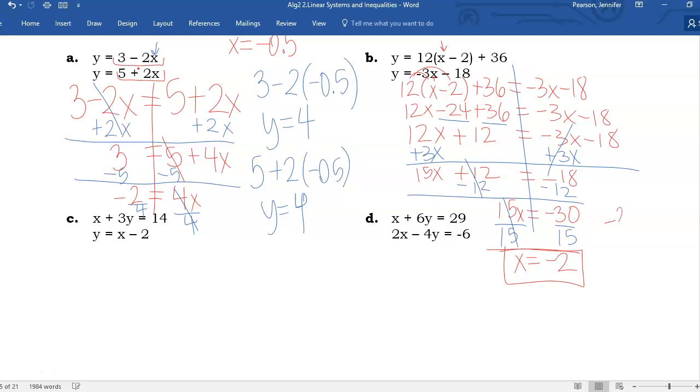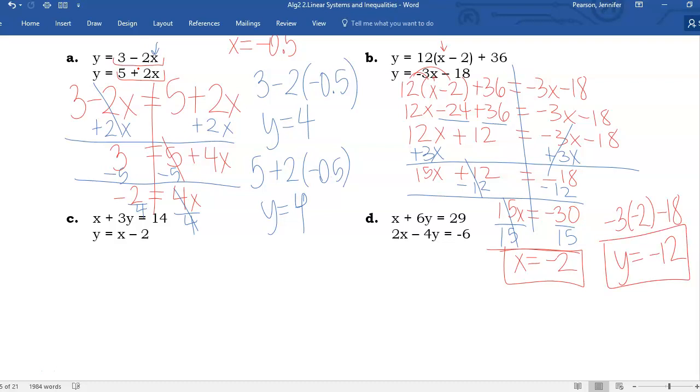In the interest of time, I'm just going to do the bottom equation because it's a little less work without the parentheses. So, I know 3 times negative 2 is negative 6. Negative negative would be a positive 6. 6 minus 18 tells me y is negative 12.